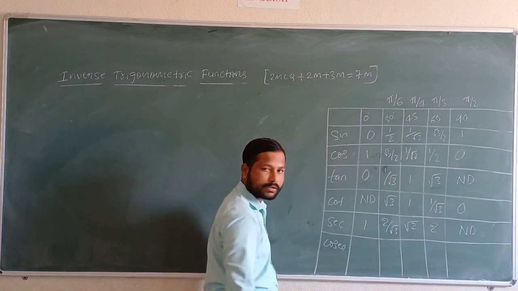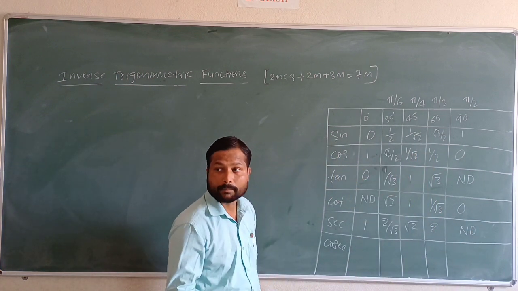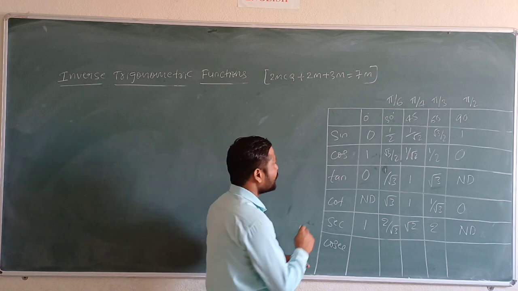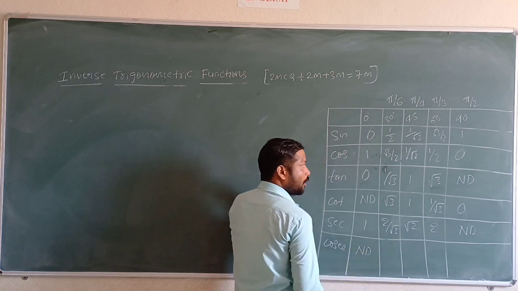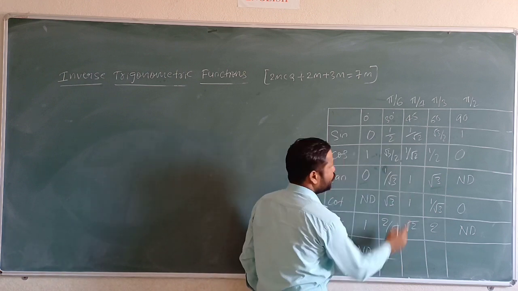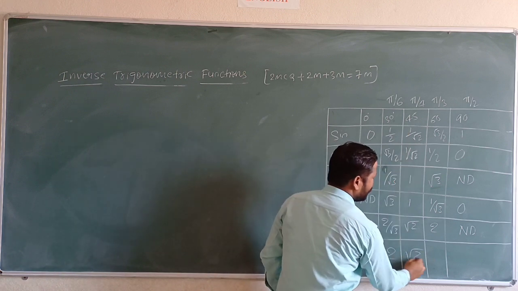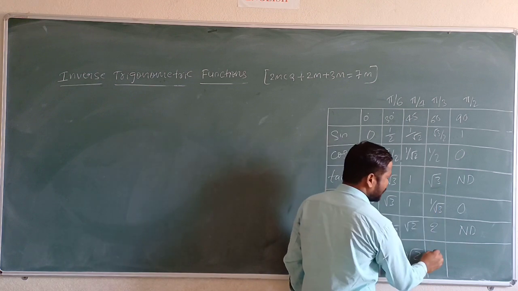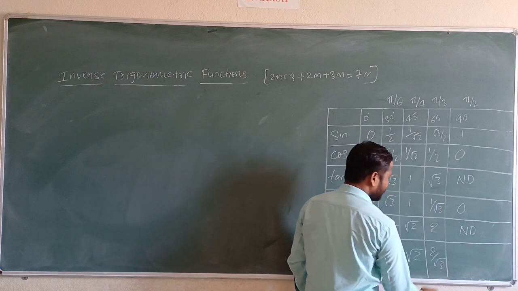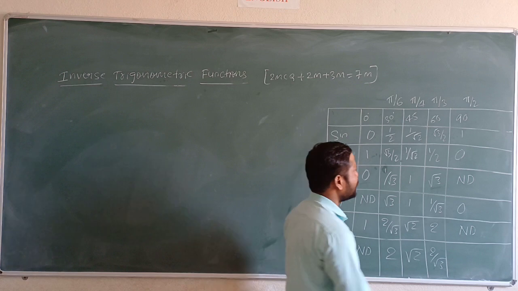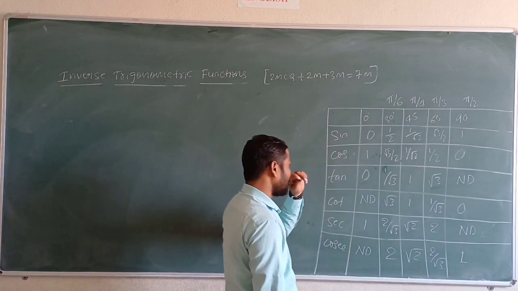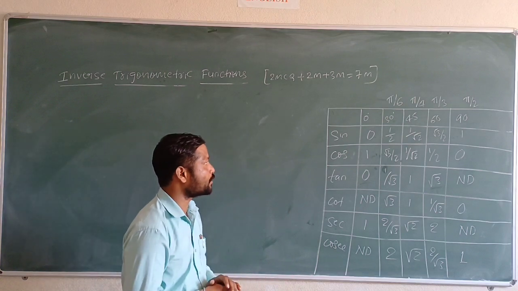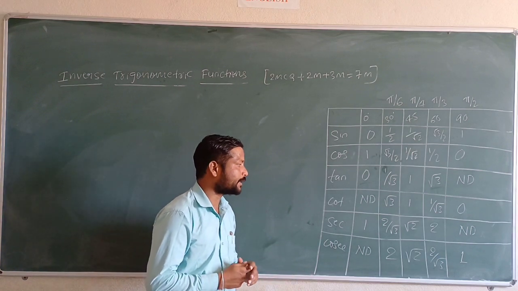Go for cosec now. Cosec means 1 by sine. 1 by 0, not defined. 1 by 2 reverse, 2. 1 by root 2 reverse, root 2. Root 3 by 2 reverse, 2 by root 3. Cosec means 1 by sine. 1 by 1, that is 1 now. This is the table of all the trigonometric values from 0 to 90 degree.